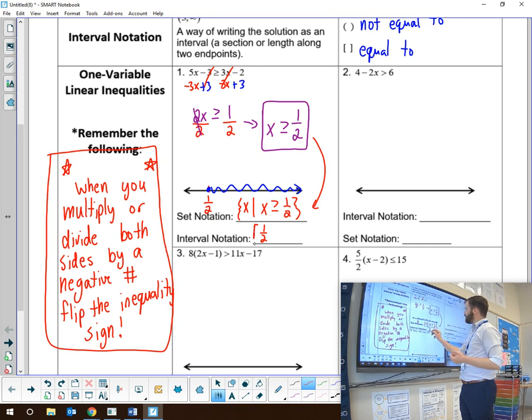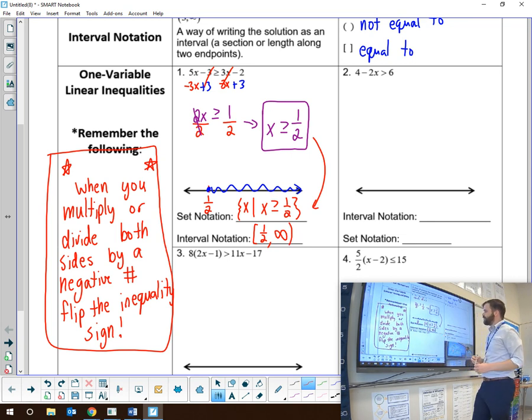And I'm going to put a bracket on that 1/2 because it is equal to that. Now the farthest right that we go on my graph is, we don't know what it is. It's infinity. It keeps going and going to the right because it's just greater than. There's nothing that's less than. So we're just going to put an infinity here and a parentheses. Remember, parentheses always goes with infinity.